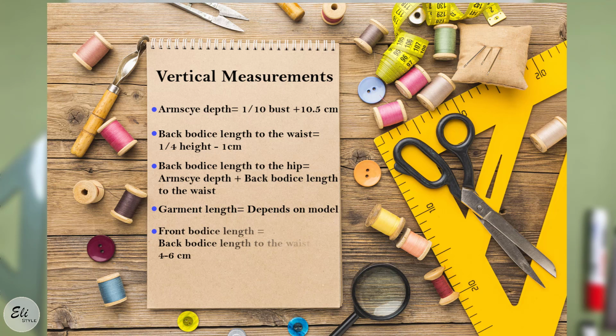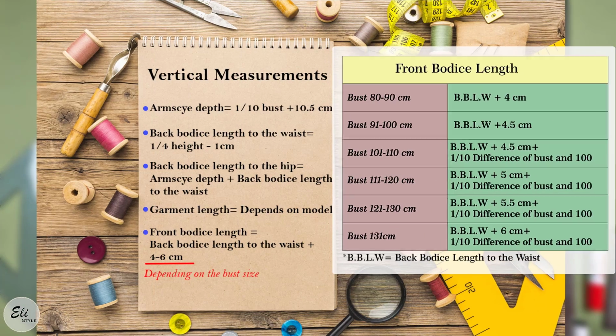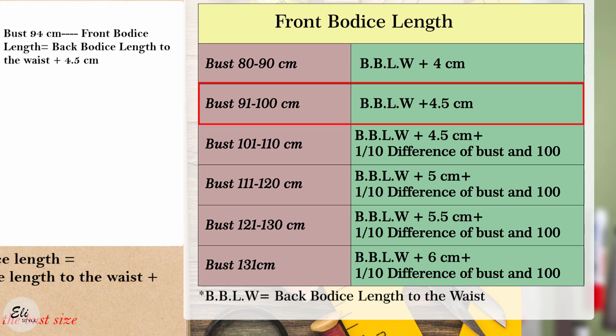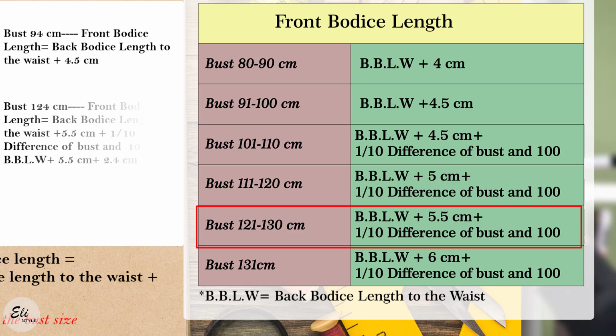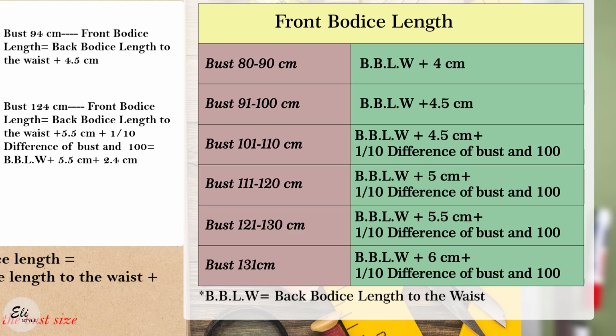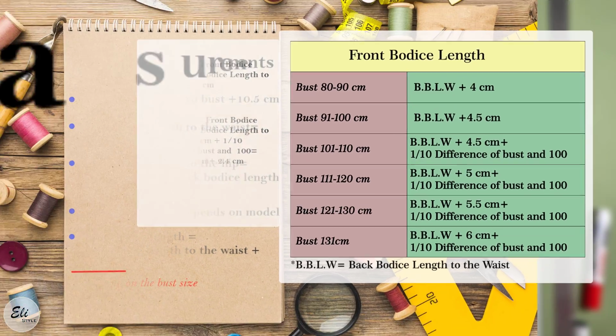Front bodice length equals the back bodice length to the waist plus 4 to 6 cm depending on the bust size. For example, if your bust is 95 cm, you'll add 4.5 cm to the back bodice length to get the front bodice length. For a bust of 124 cm, add 5.5 cm plus 1/10 of the difference between your bust and 100 cm to the back bodice length to get the front bodice length. This approach helps to make your pattern more accurate.